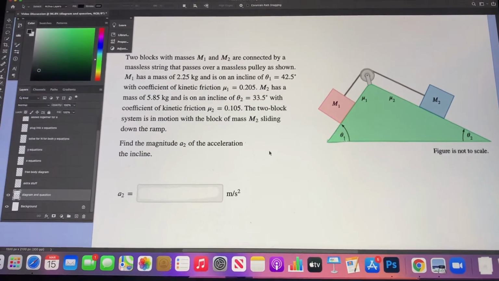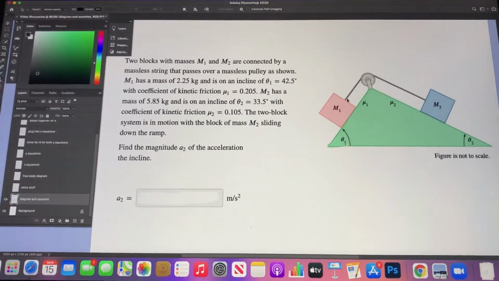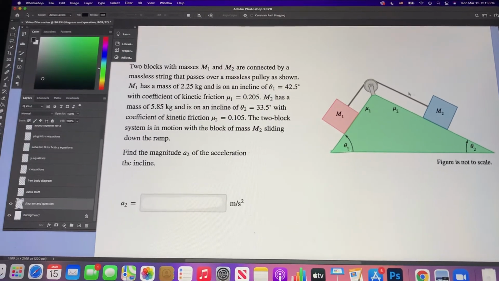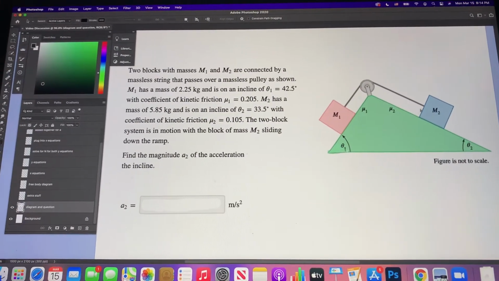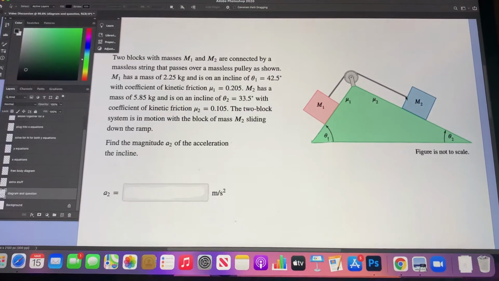So I chose this problem because it includes tension, friction, and two masses moving along an inclined plane. This question was hard for me when I was doing the homework, so I thought this would be a good question to go over.